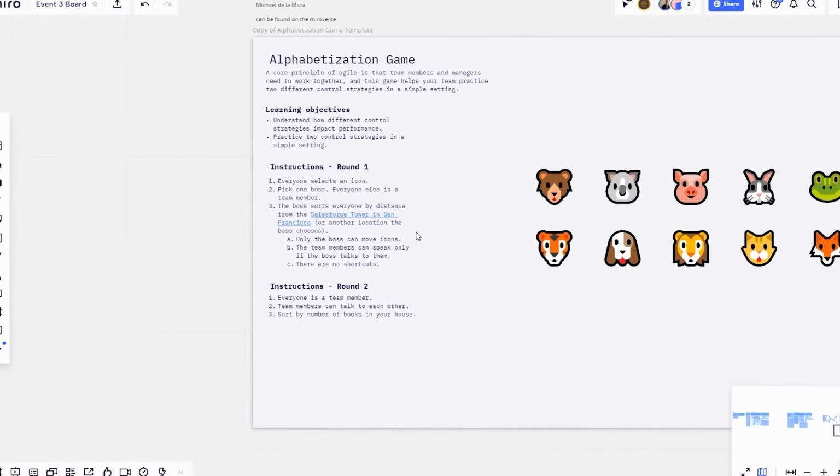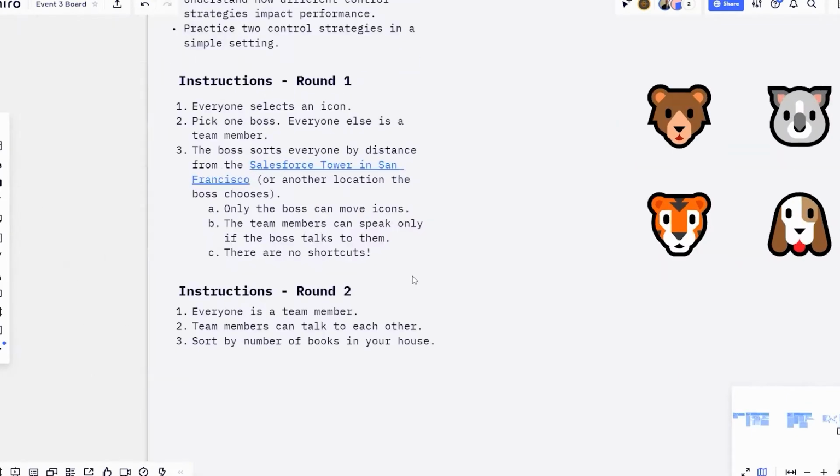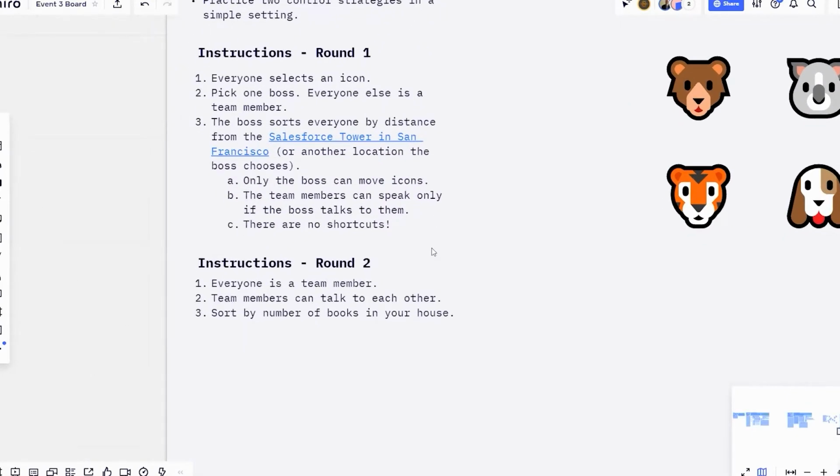All right, Round 2. Sort by number of books in your house. Yes, everyone is a team member now. So we're not distinguishing between team members and managers. Everyone is a team member. Everyone gets a trophy. Team members can talk to each other now freely, hopefully nicely. Sort by the number of books in your house, and essentially we're going to try to accomplish the same task.